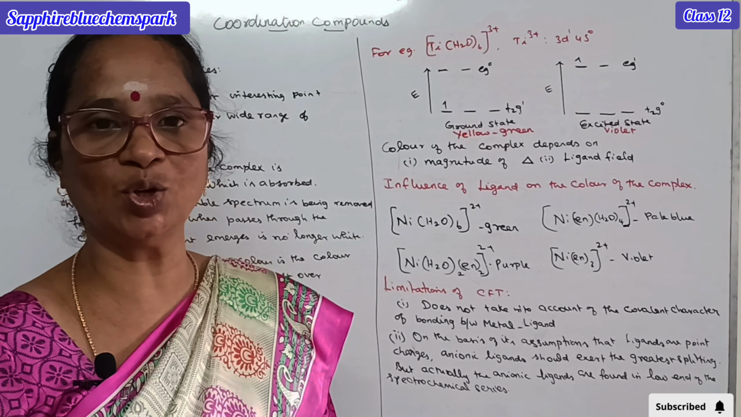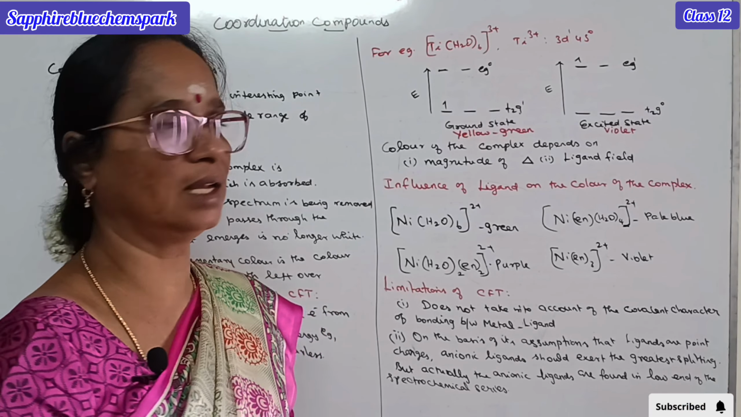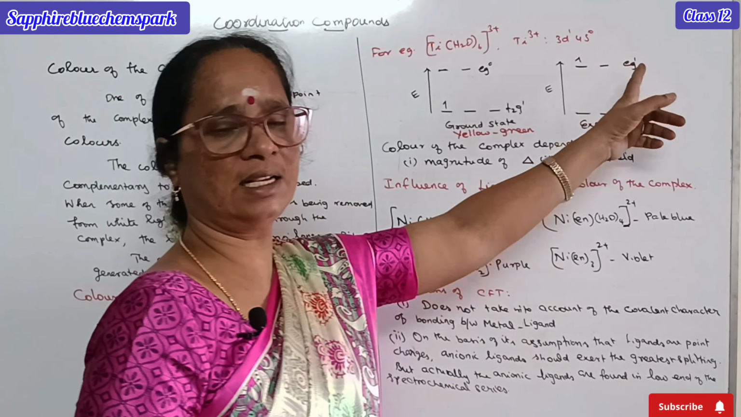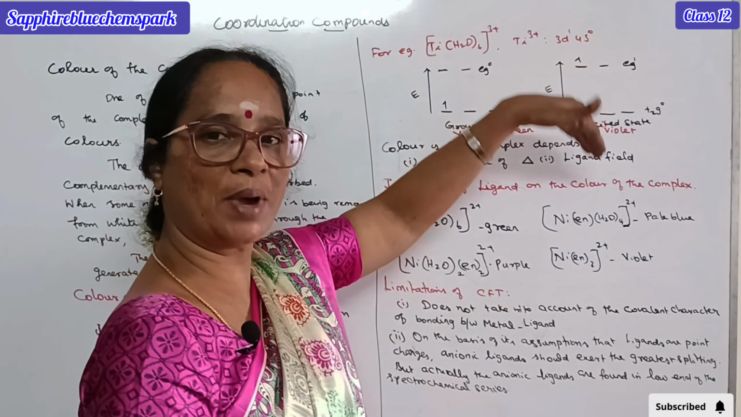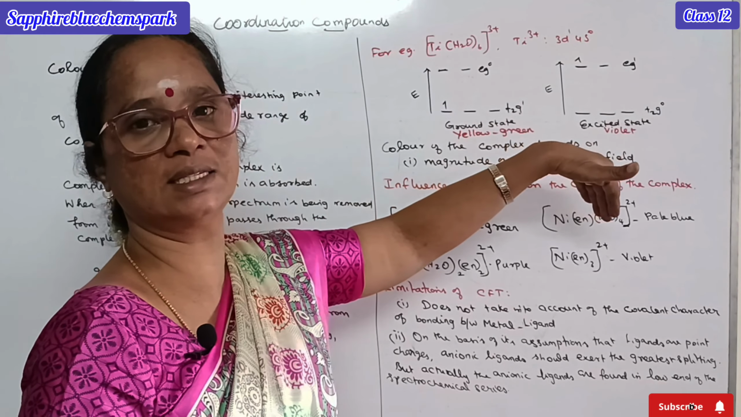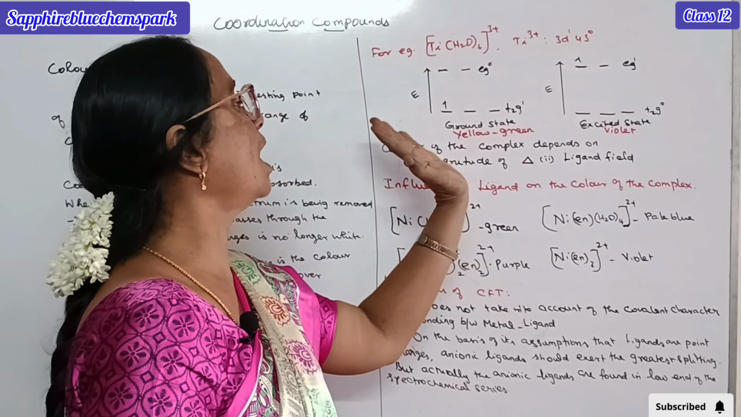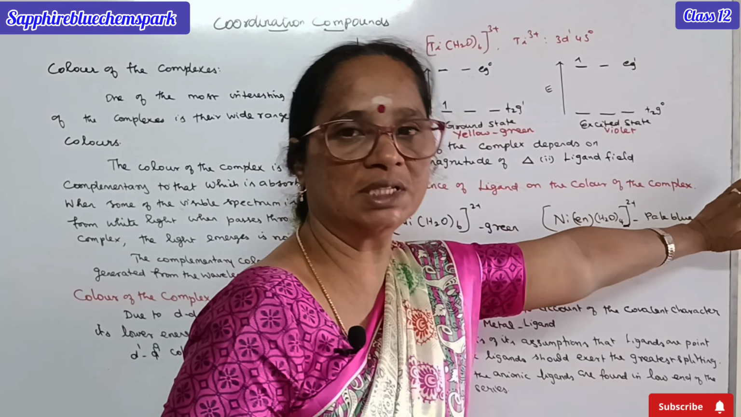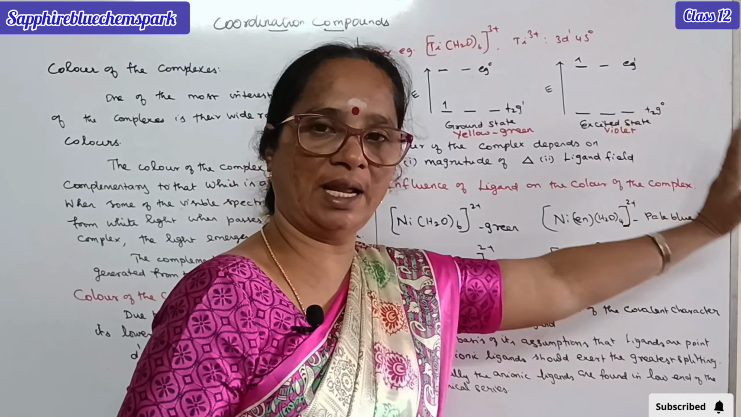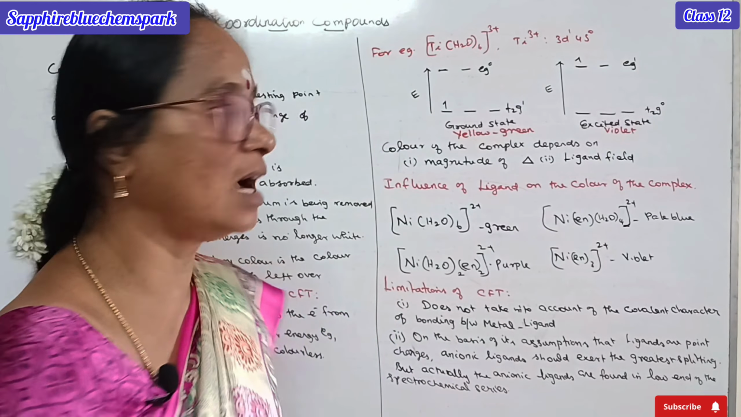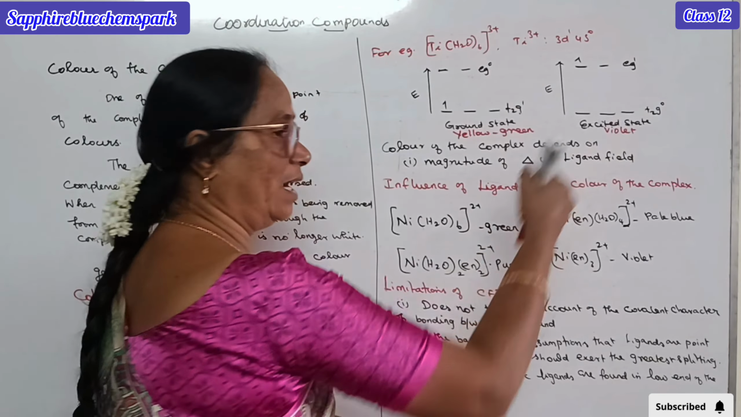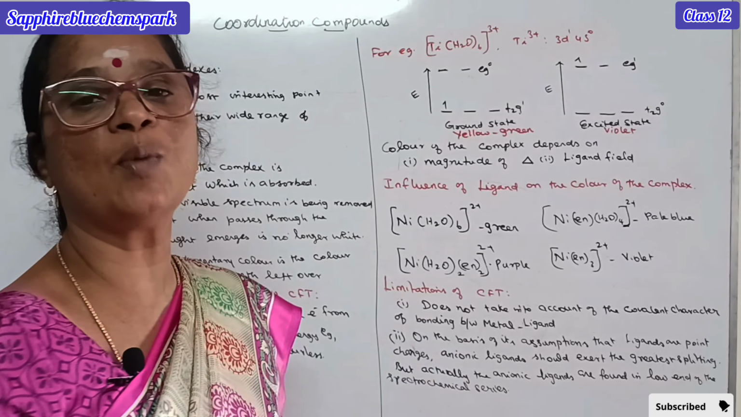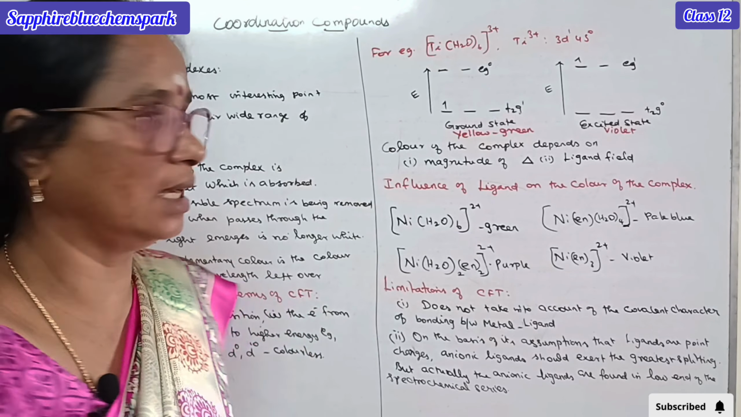That is what is said to be the complementary color. The excited electron cannot stay there, it has to come back to its original energy state. By that time, the amount of energy absorbed by the complex is emitted. The complementary color of yellow-green is violet, and hence the complex possesses violet color.